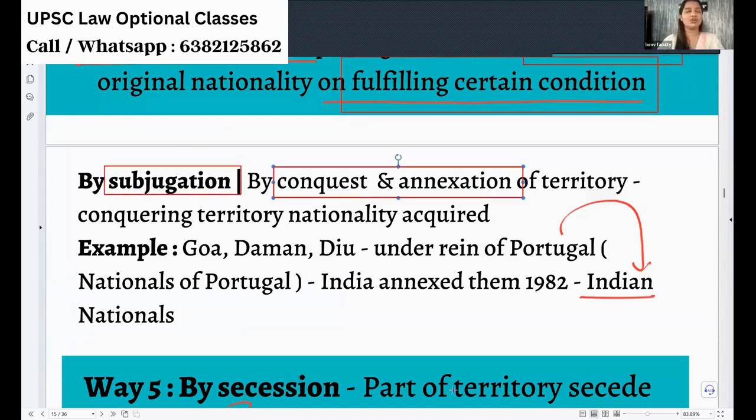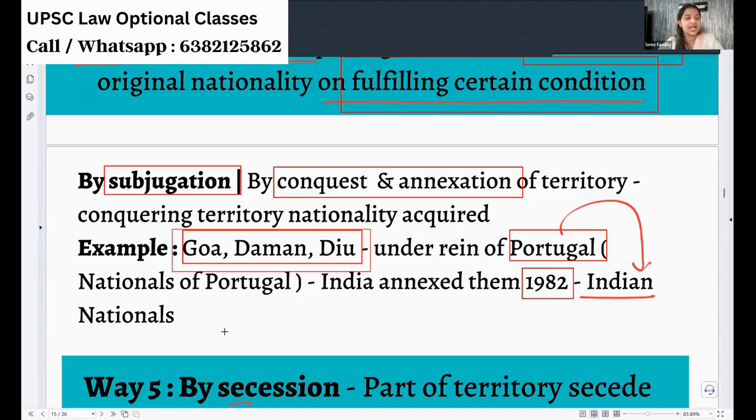In India, we had a lot of princely states. We had a lot of territories. That is, we have national territories, right? Like Pondicherry, Diu, Daman. So Goa, Diu, Daman belonged to Portugal. It was under the reign of Portugal even after independence. Only in 1982, we annexed these areas and the people living in these areas became Indian citizens because of subjugation, because of conquest and annexation. Okay, that is one thing.